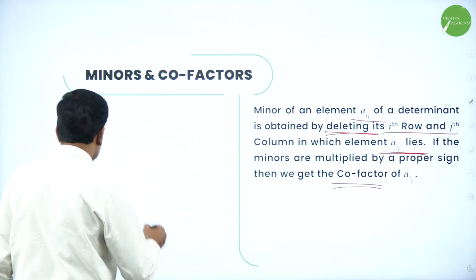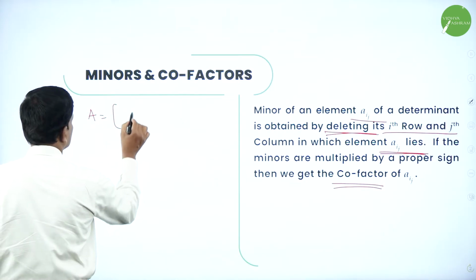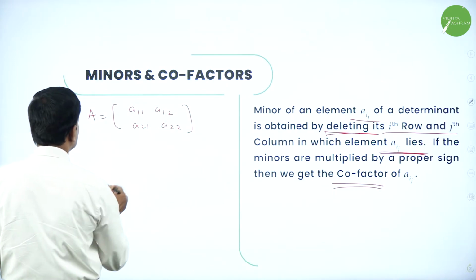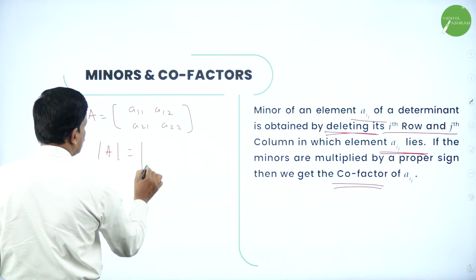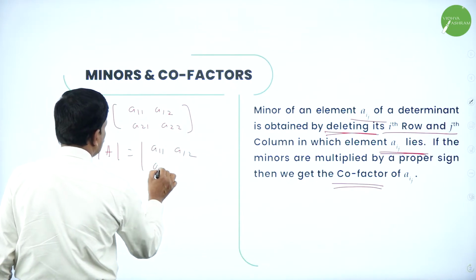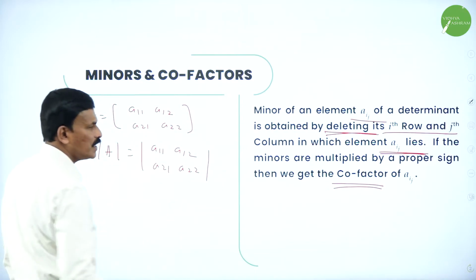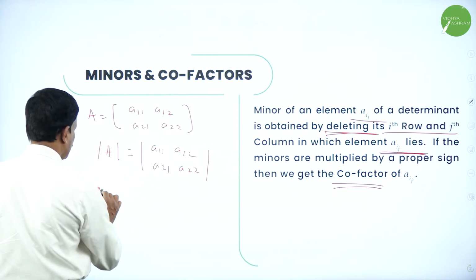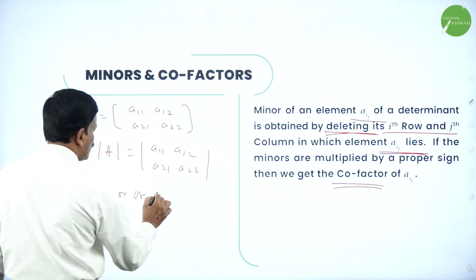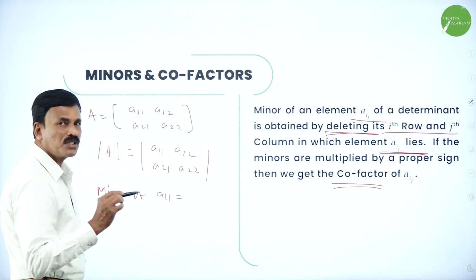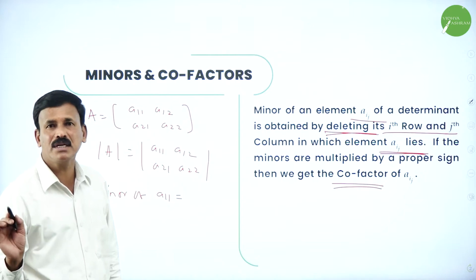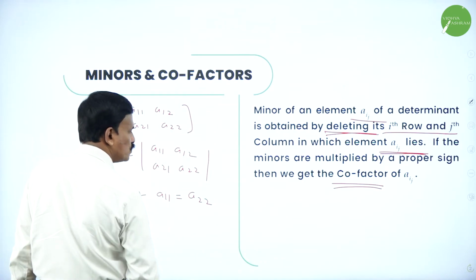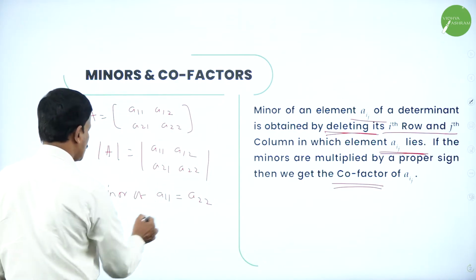Now, let us consider a square matrix A equal to A11, A12, A21 and A22. So, the determinant of this is the determinant of A11, A12, A21 and A22. Now let us discuss the minors. The minor of an element A11 is nothing but deleting the row and column containing that element, that's all. Delete it. So, this element and this element are gone. What is left over is A22. So, the minor of A11 is A22.